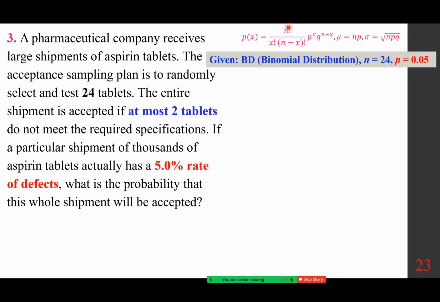So first, what is a binomial distribution as far as the formula? P of x is n factorial over x factorial times n minus x factorial, p to the power of x, q to the power of n minus x. Now again, you have this formula, and this is combination of n choose x, p to the power of x, q to the power of n minus x. Mu, the expected value, is n times p. Sigma, the standard deviation, is the square root of npq, and q is 1 minus p.